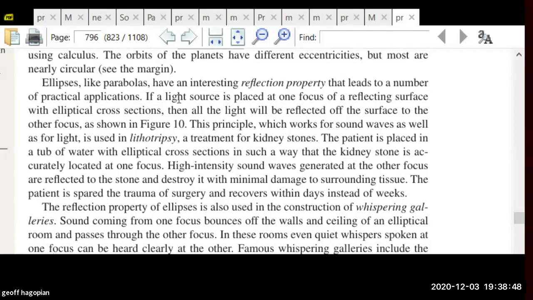Okay, so ellipses, like hyperbolas, have an interesting reflection property that leads to a number of practical applications. If a light source is placed at one focus of a reflecting surface with an elliptical cross-section, then the light will be reflected off the surface to the other focus. You sometimes experience this in buildings, right?